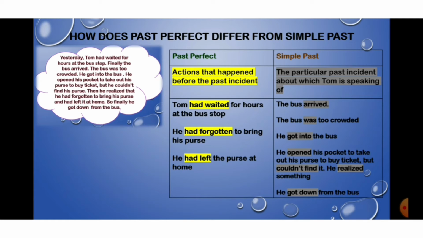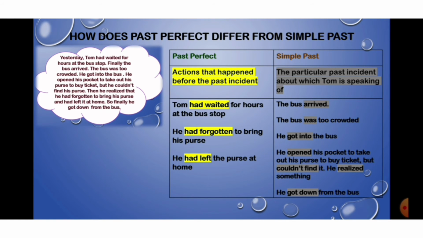Now we will discuss how does past perfect differ from simple past. Often we get confused regarding this particular question, where to use past perfect and where to use simple past. Now in order to make it clear, I have divided Tom's entire narration into two parts: actions that happened before the past incident and the particular past incident that Tom is speaking about.